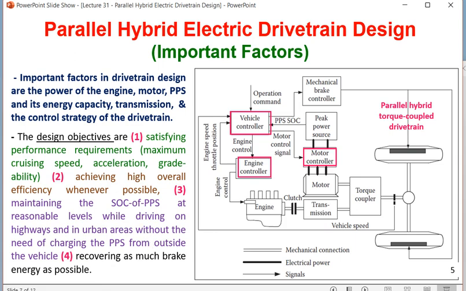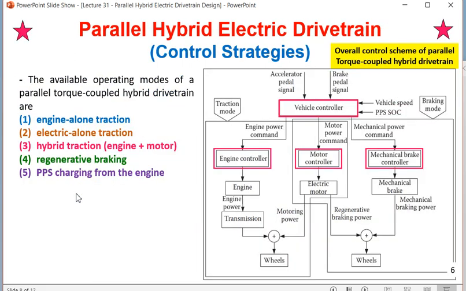And last one is recovering as much brake energy as possible. That means we have to design for this backflow of energy in terms of this regenerative energy. So all these four are main design objectives of parallel hybrid electric drivetrain design.